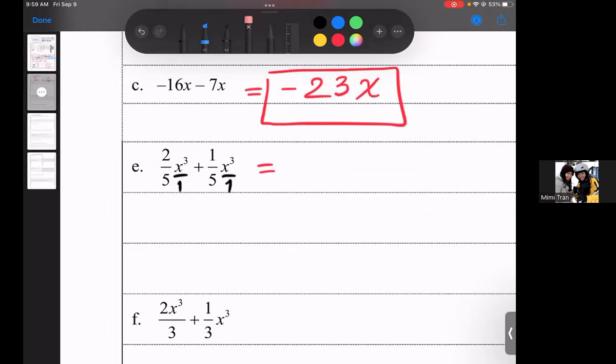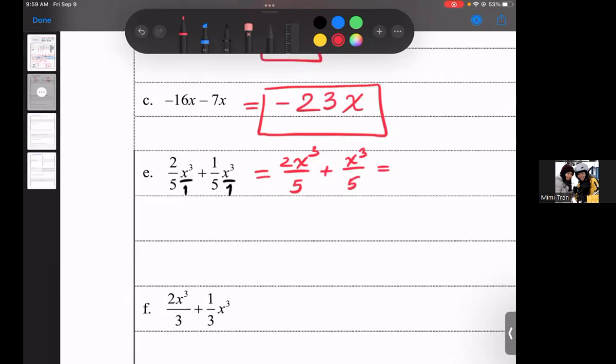When you multiply two fractions, what do you do? Just multiply the top, multiply the bottom together. Right? So 2 times x cubed is 2x cubed. 5 times 1 is 5. 1 times x cubed is x cubed. 5 times 1 is 5. Once you have a common denominator, what do you do for the adding? Yeah, you add the top, keep the denominator. Right.